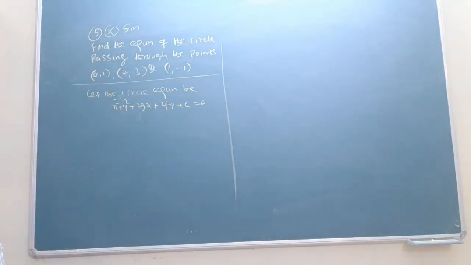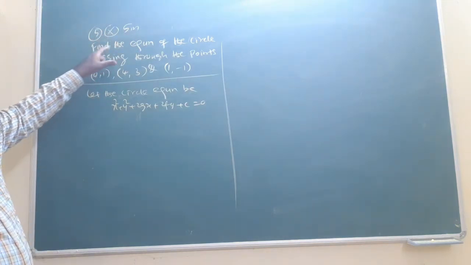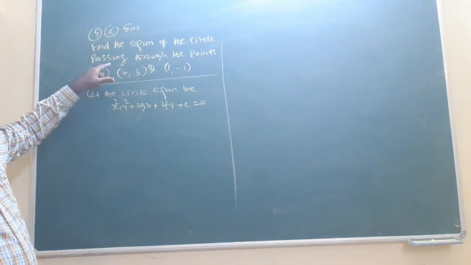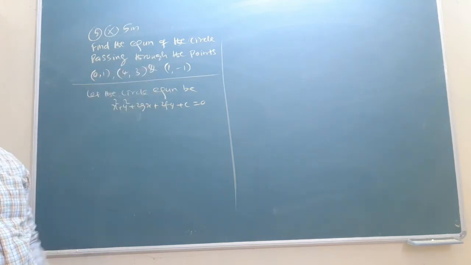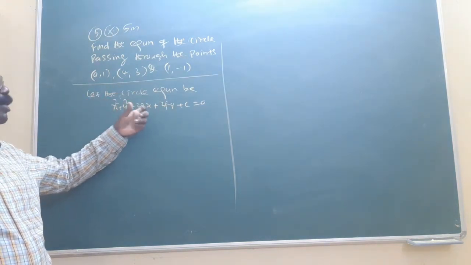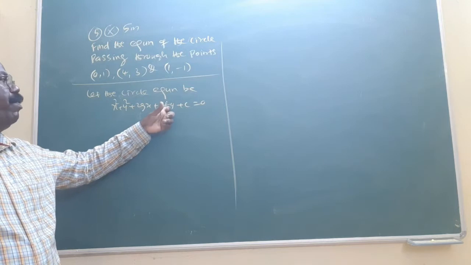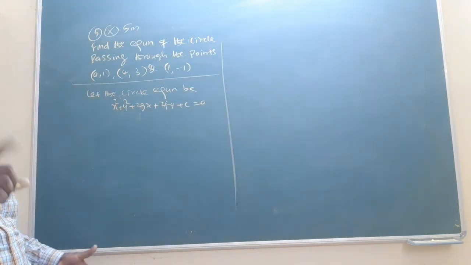Listen here. The question is an important 5 mark question, the 5th question. Find the equation of the circle passing through the 3 points. Let the circle equation be x square plus y square plus 2gx plus 2fy plus c equal to 0. Now substitute this point, we get one equation.